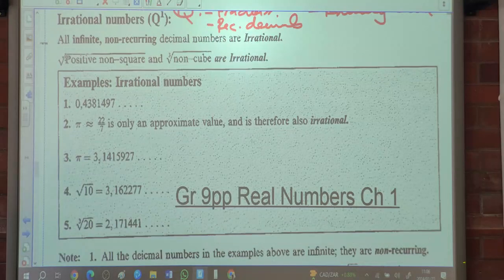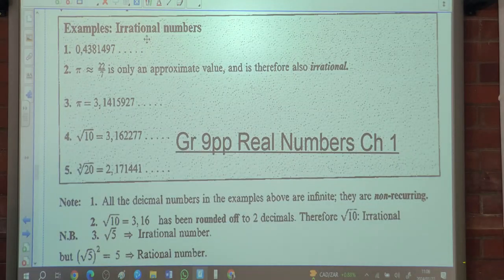So here, the square root of a positive non-square number. And what do we call this? A surd. Remember we said that's a surd? And the cube root of a non-cube number is irrational. Examples of irrational numbers: 0,438,1497, and the number carries on.